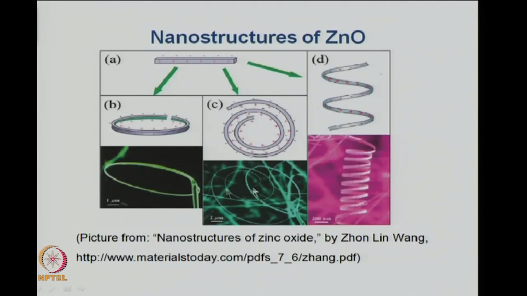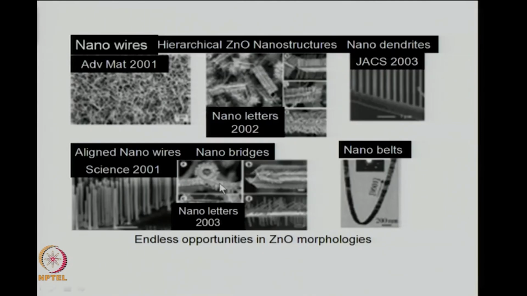All these structures are made of zinc oxide by controlling various features of the substrate, air flow, and the vapor transport, etcetera. These are some other structures taken from various sources in the literature, as mentioned here. So, you can see nanowires of zinc oxide and hierarchical zinc oxide structures.